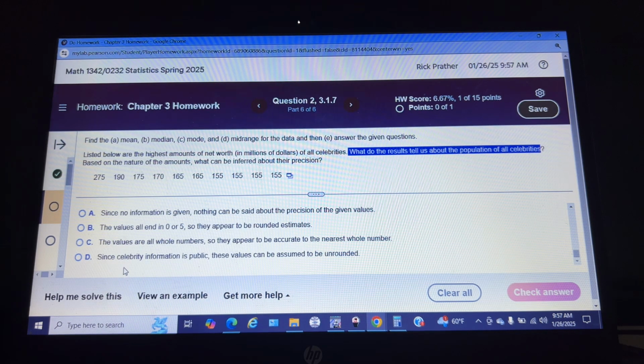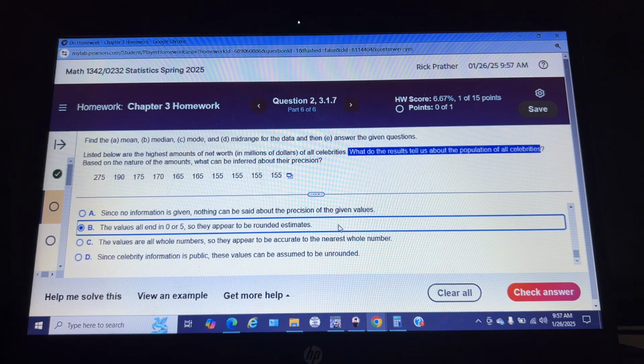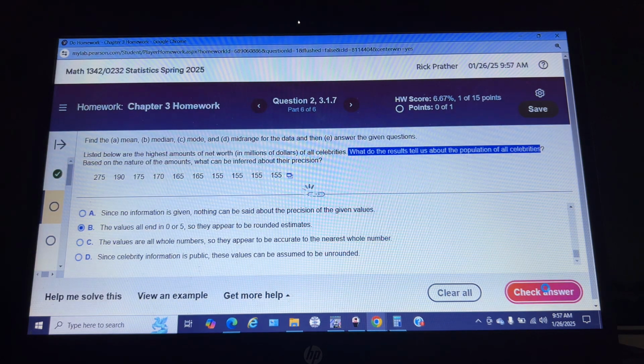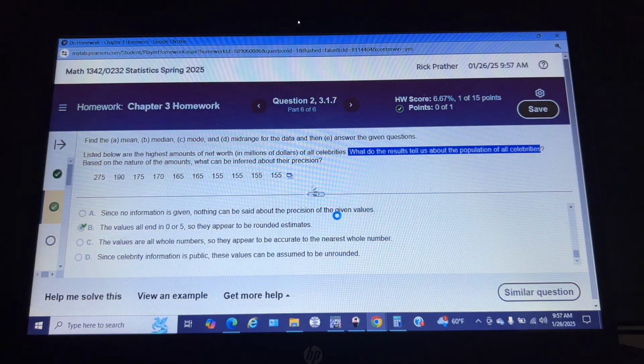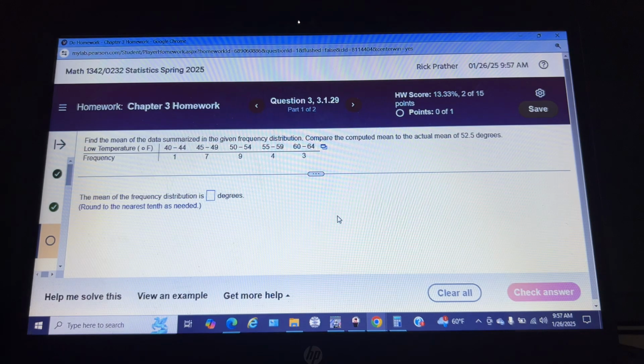So the values all end in 0 or 5, so they appear to be rounded estimates. They're either rounded or estimated when people do that. So that can throw the results off too. If you ask somebody, how much money did you make last year? And they don't know, so they say, I made 50,000. And they're just guessing the number off the top of their head and rounding it to something convenient. If you get enough rounded and estimated answers, that can throw the results off.